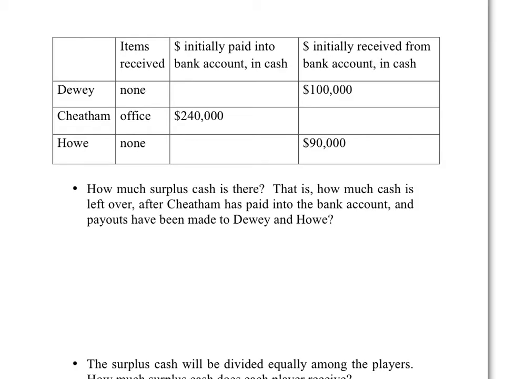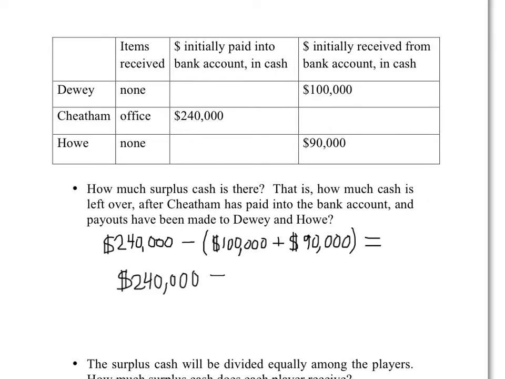This is video number 2 on fair distribution. Having completed the first settlement, we ask, how much surplus cash is there? How much cash is left over after Cheatham has paid into the account and Dewey and Howe have drawn from the account? The surplus is exactly the amount paid into the account minus the total amount withdrawn. In other words, $240,000 minus a total of $190,000 for a surplus of $50,000. Exactly $50,000 are still in the account at this moment.